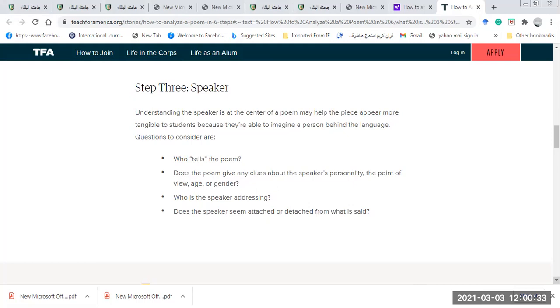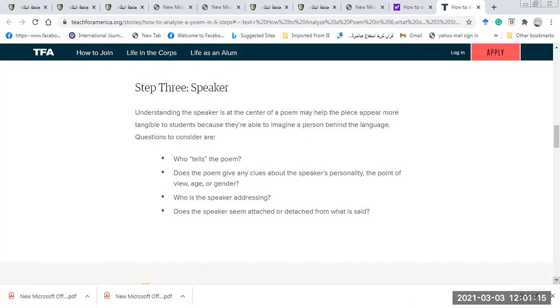Does the poem give any clues about the speaker's personality, point of view, age, or gender? For example, in the poem She Dwelt Among the Untrodden Ways, does the poem give us any clues about the speaker's personality, point of view, age, or gender? We know from reading the whole poem that this person is a friend to Lucy, who died so young. And we know information about her age, that she is young, and that the speaker is older than her.